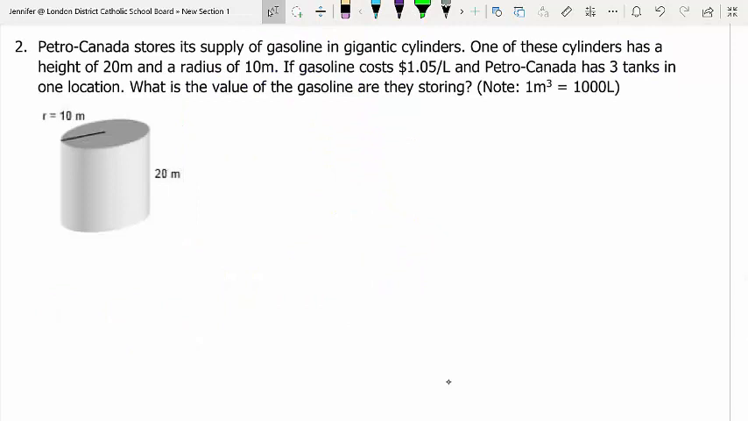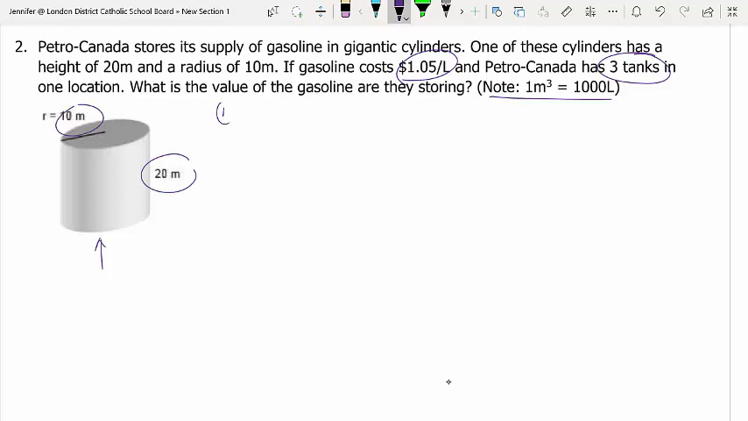Alright, we have a bit of a word problem. So Petro-Canada stores its supply of gasoline in gigantic cylinders. One of these cylinders has a height of 20 meters and a radius of 10 meters. If gas costs $1.05 per liter, and Petro-Canada has 3 tanks in one location, what is the value of the gasoline that they are storing? And I give you a hint for conversions. So let's calculate the volume of one cylinder and then multiply it by 3 to get the total volume. Once we have the total volume, we'll find the price later.